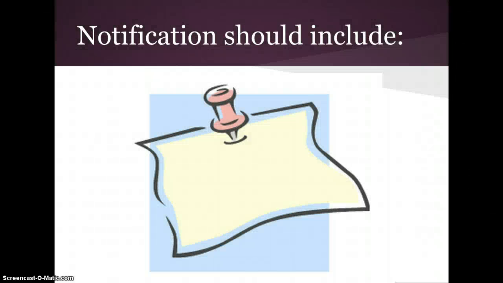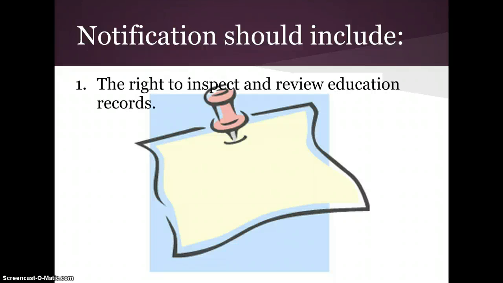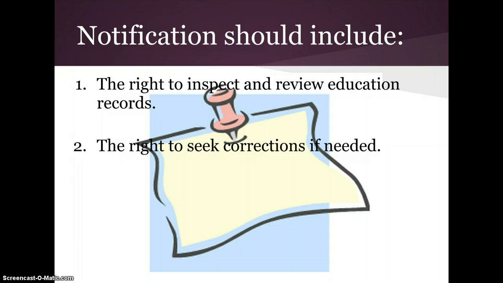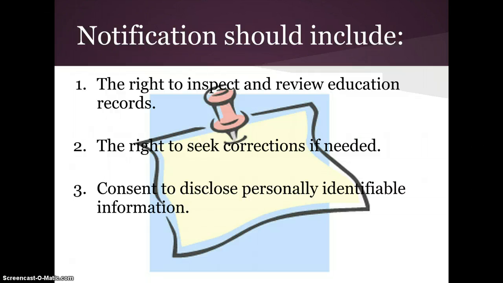What should the notification that schools give include? Well, first of all, it should tell the parents that they have the right to inspect and review their children's education records. It should also tell them that they have the right to seek corrections if they see anything that needs to be corrected. There should also be a consent to disclose personally identifiable information, also known as directory information. It should also tell parents that they have the right to file a complaint.